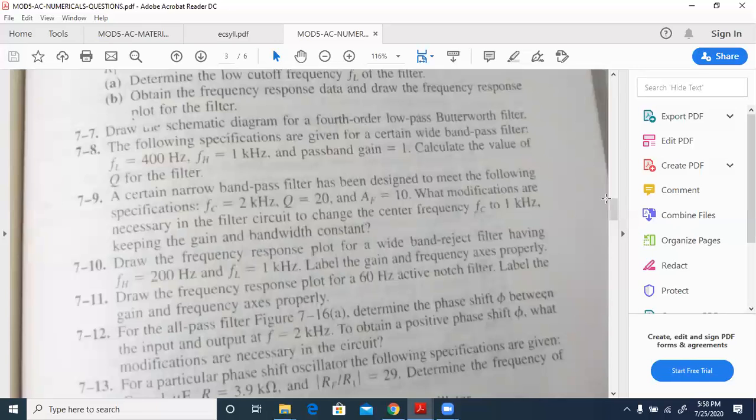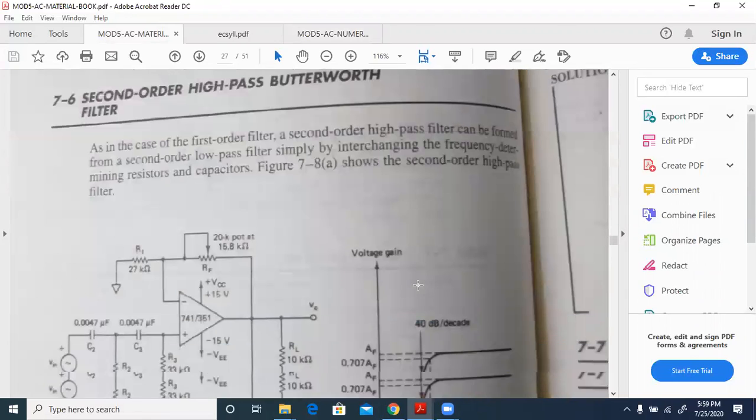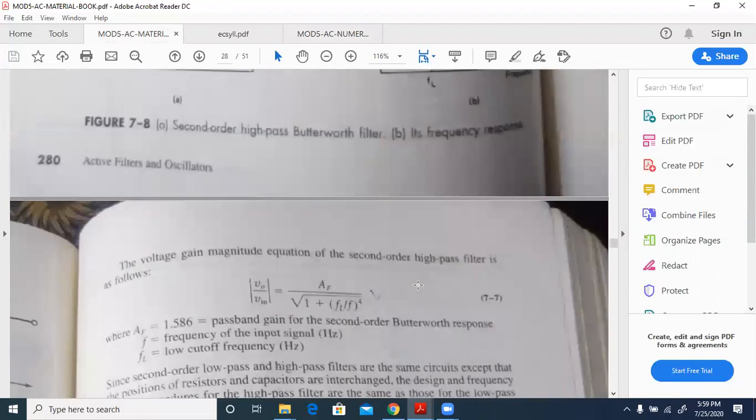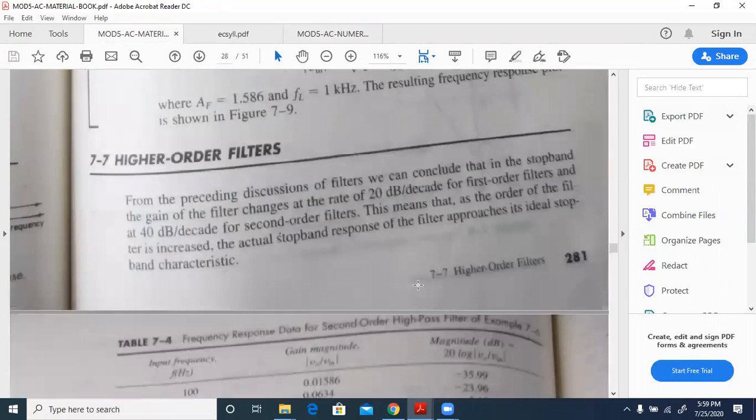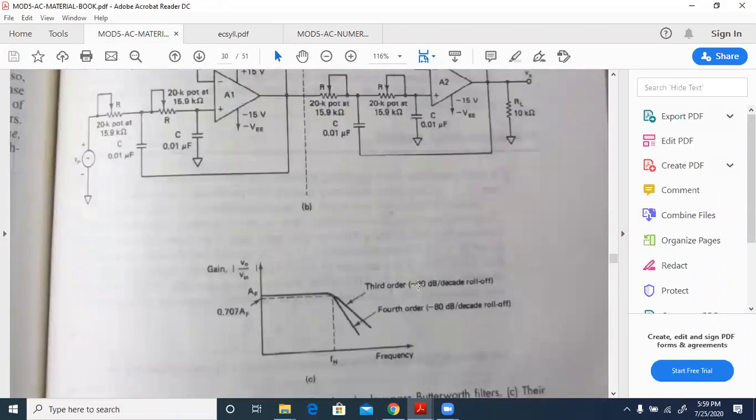So he says calculate the value of Q for the filter. This will be similar to whatever we might have done in resonance also. Might not be much difference. Let us see. So wide band pass, second order high pass is over. Higher order filters, fourth order and all, we don't have in our syllabus.